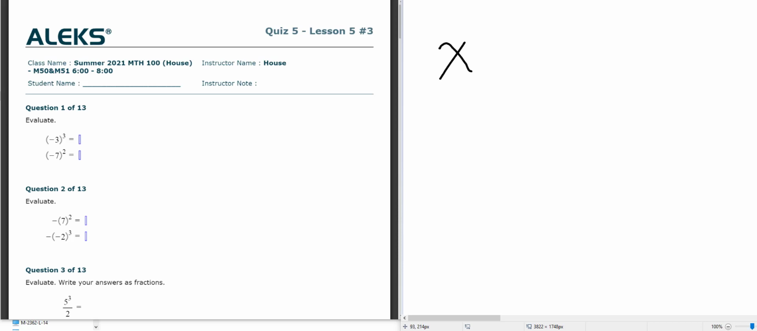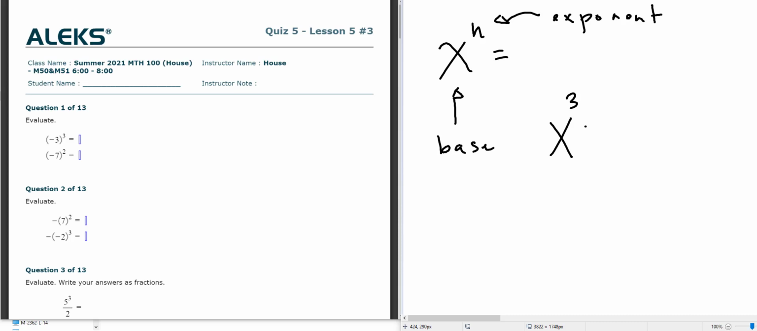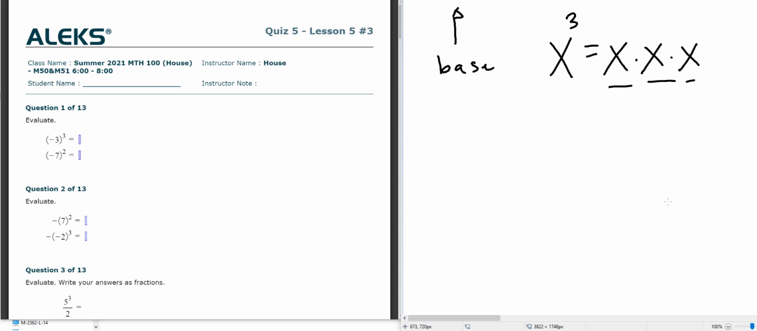Let's talk about the definition of an exponent. When you have x to the n, the x is called the base, and the n is called the exponent. Depending on the value of n, all it's telling you is you're multiplying that base that number of times. So x to the third would be x times x times x. We have to watch our rules for signed numbers when we're doing exponents, so we'll do that as we go through these examples.